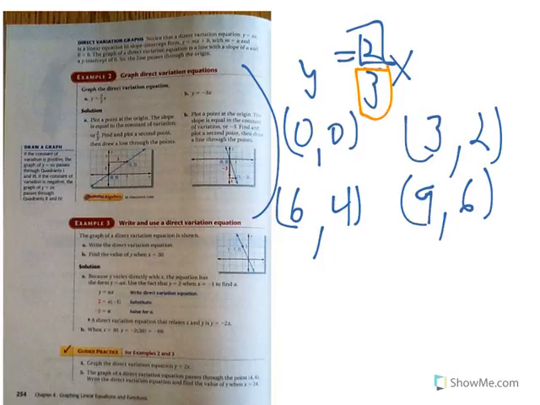And so that should give you a nice straight line. And that's basically how you do it.